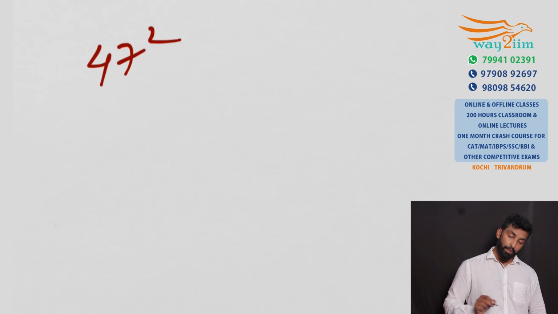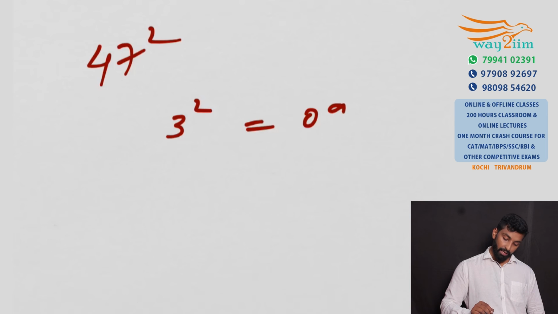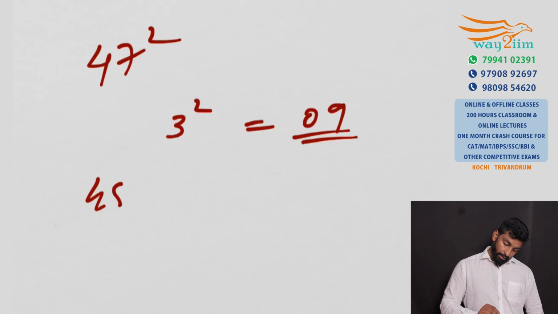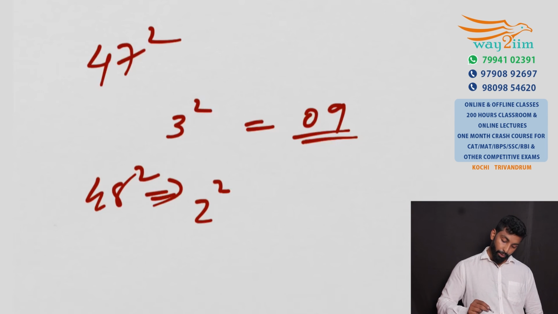Okay, so what about 47 square last 2 digits? It will be similar to 3 square last 2 digits, that is nothing but 0 9. 48 square last 2 digits will be equal to 2 square, that is 0 4.